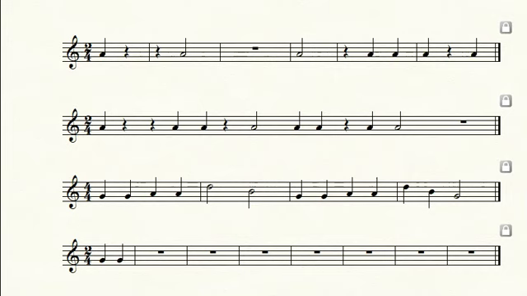Let's take a look at some exercises. For our first exercise, we are going to circle the measure with the incorrect number of beats. Let's get started. So we are in 2-4 time. That means 2 beats per measure. So let's count each measure to make sure there are only 2 beats.